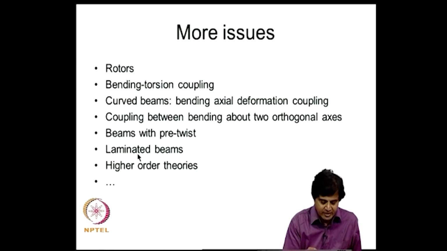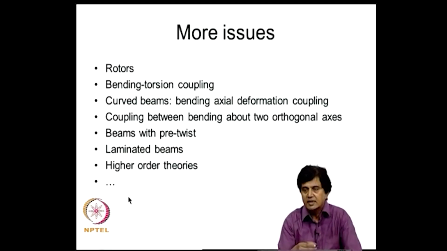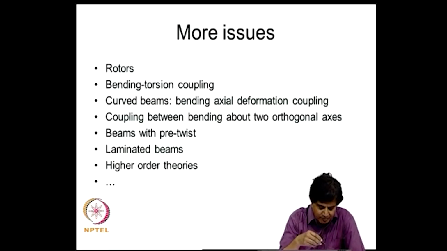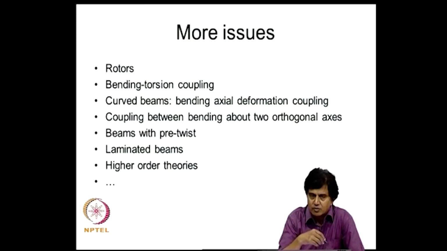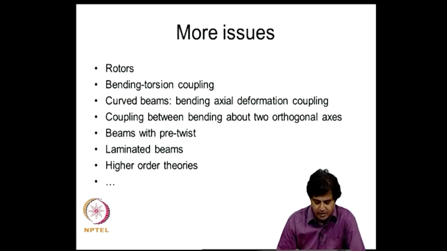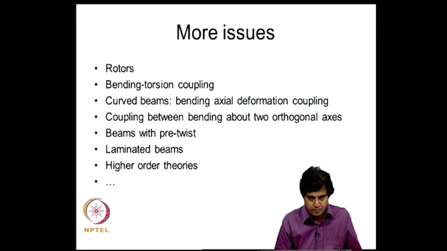Then beams could be laminated, you can use higher order theories, there could be piezo materials embedded in the beam, and so on and so forth. So this is a list that can continue to address various issues that we have not addressed, but it is not crucial for us to go into every bit of these details. But my idea of pointing this out at this stage is that these are issues that we are not covering. So, if you are interested, the discussion that we have made till now would hopefully serve as a starting point for you to pursue these topics.